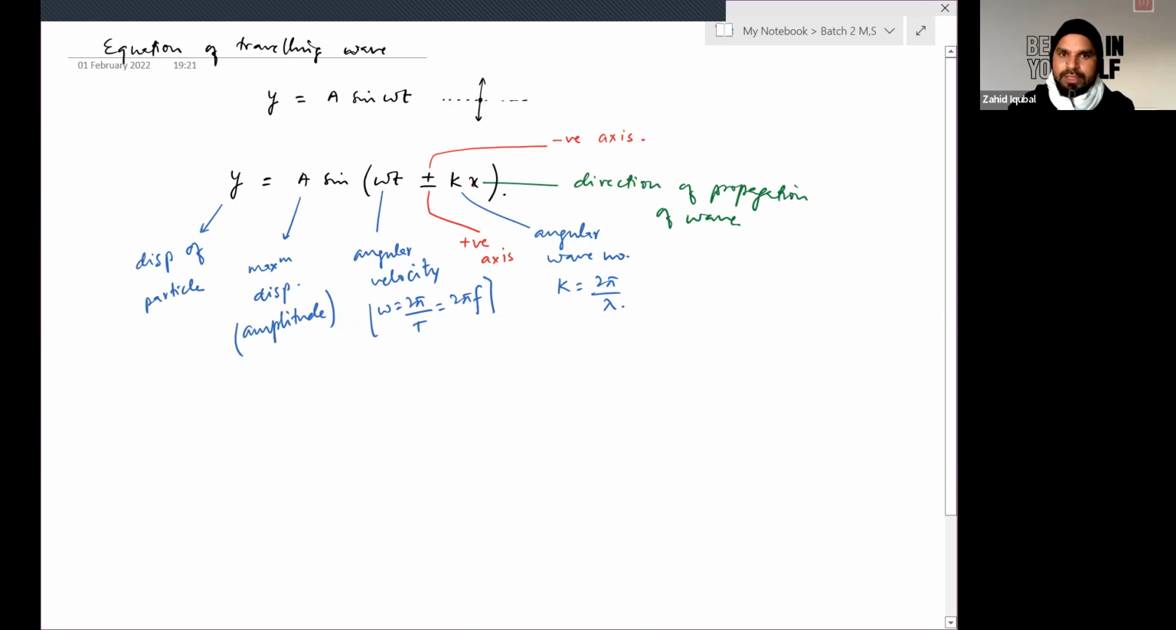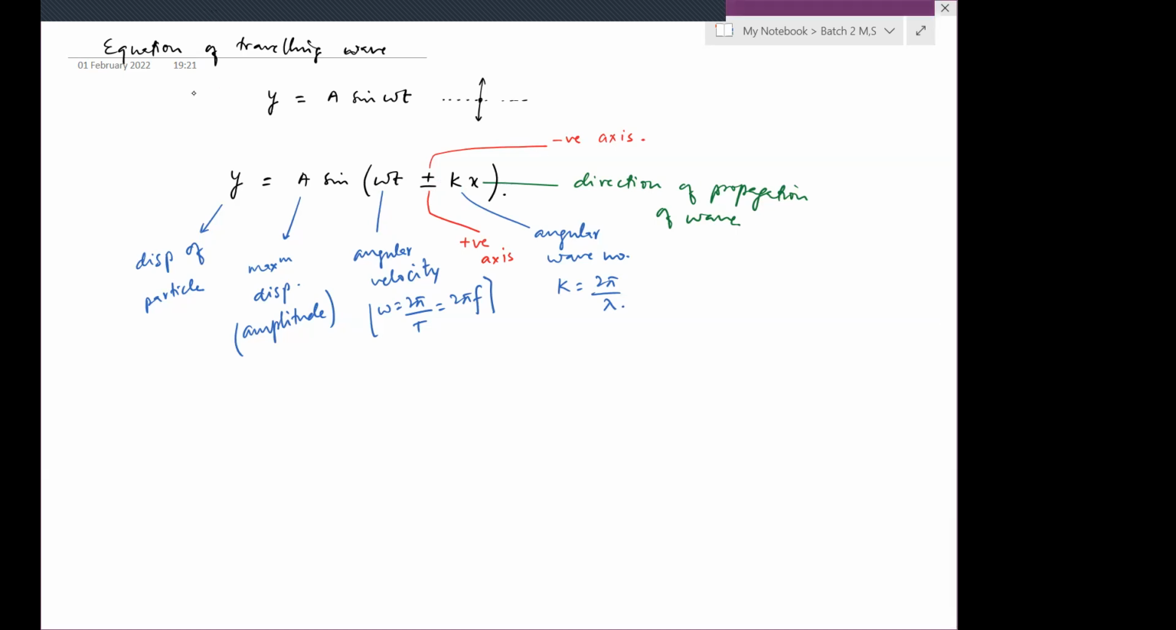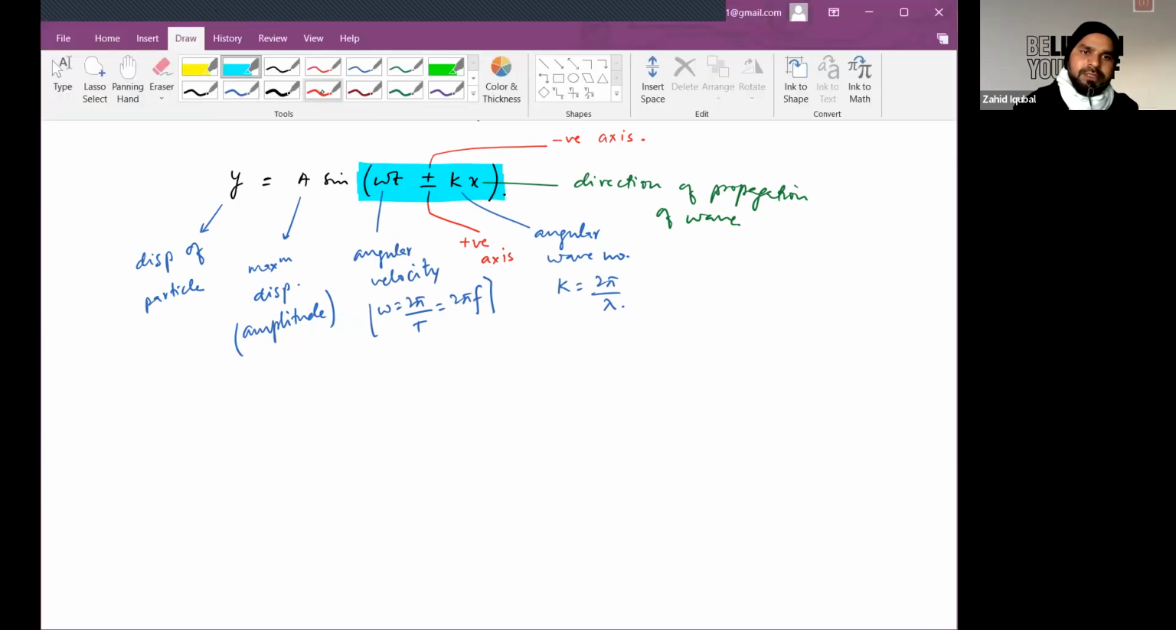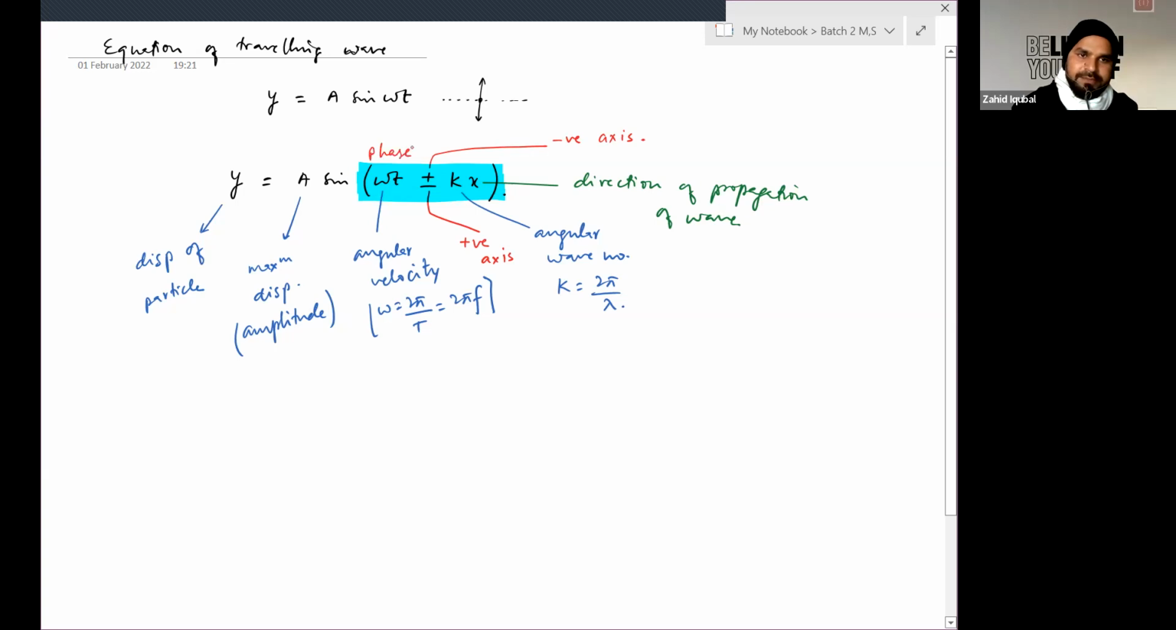Like in this part, wave is going along x axis. So if it be positive, then the direction of traveling wave will be along negative x axis. And if there is negative sign in between, it means wave is going along positive x axis. Is it clear? Yes, sir. And then the last part, this entire term is nothing but angle of sine. So it will define phase of that particular wave. So this is phase. Arslan, any doubt?